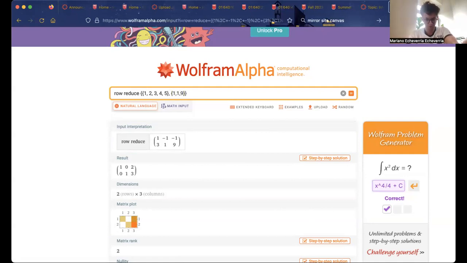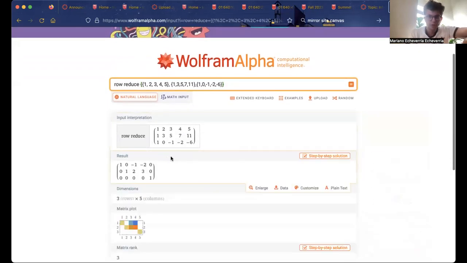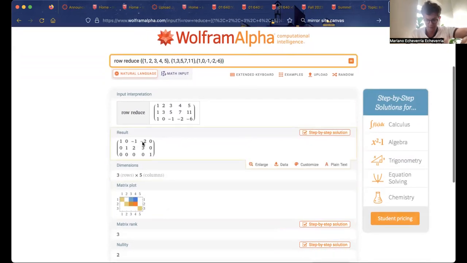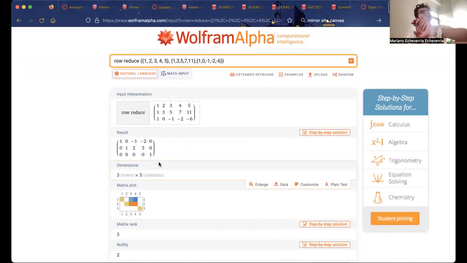Then you get 1, 3, 5, 7, 11. And the last one, 1, 0, negative 1, negative 2, negative 6. Hopefully this matches what I wrote. You just imagine there was a vertical line between the fourth column and the fifth column, right? If you do the row reduce, it gets you to the coefficients that we have here: 1, 0, negative 1, negative 2, 0, 0, 1, 2, 3, 0, and 0, 0, 0, 1.